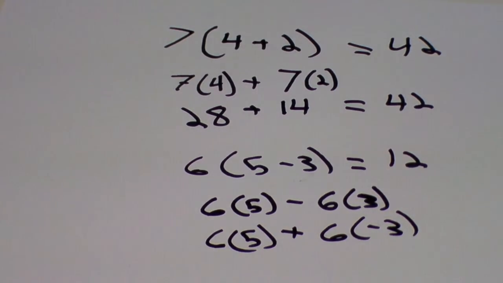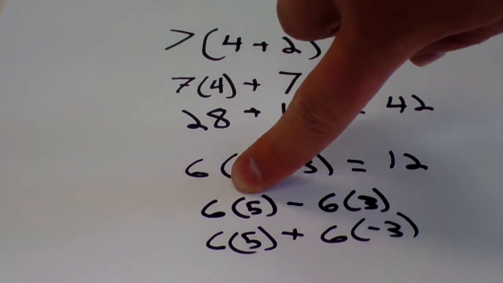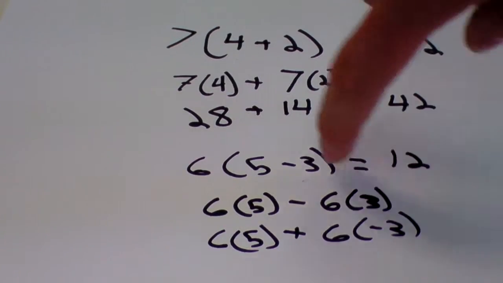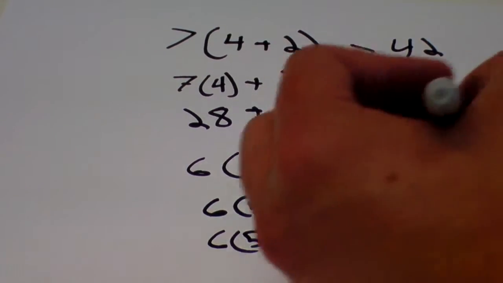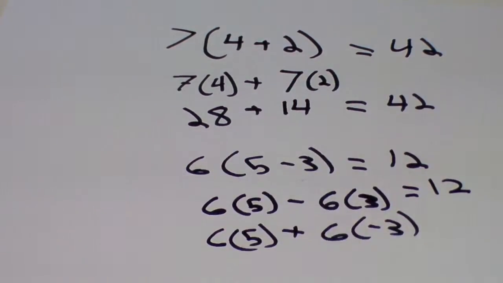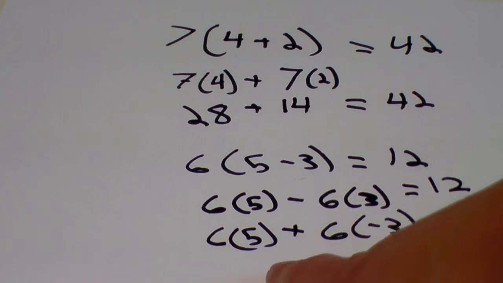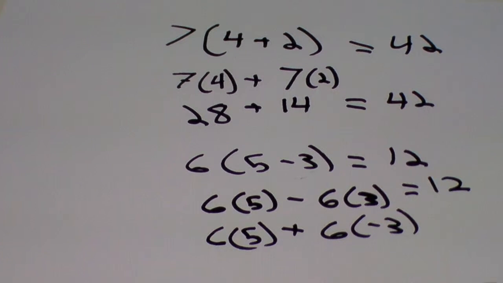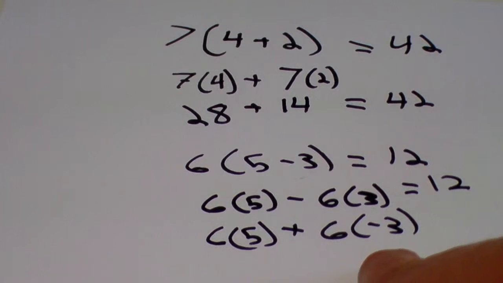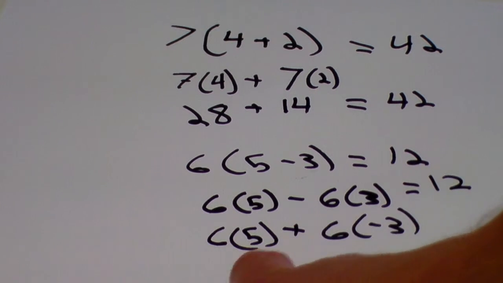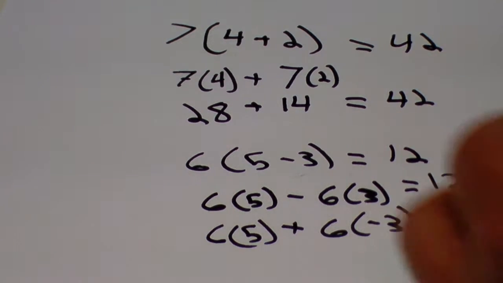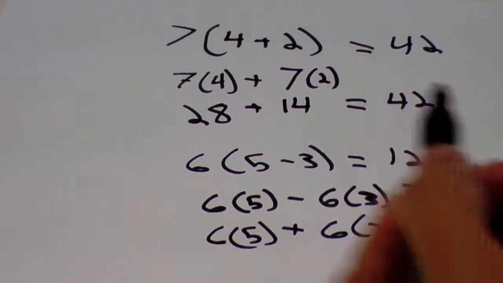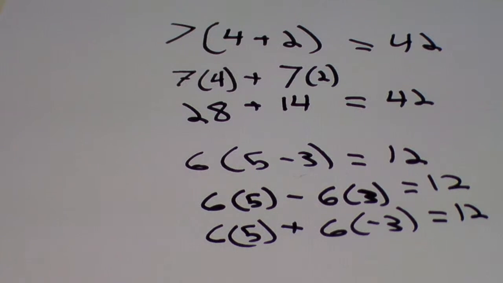Now, let's see what these give us. Okay, 6 times 5 is 30. 6 times 3 is 18, so we have 30 minus 18. Hey, that's 12. Alright, so let's see if this way worked. 6 times 5 is 30. 6 times negative 3 is negative 18. So we've got 30 plus negative 18. Hey, that's also 12. Wow, so this seems to be working no matter how we do it.